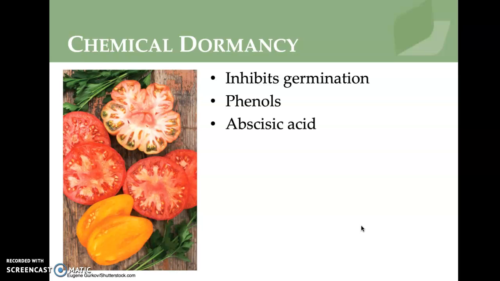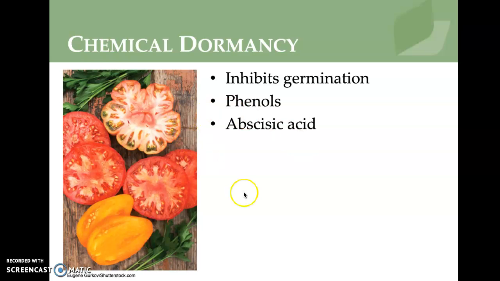Chemical dormancy. So it inhibits germination. You can use phenols to do this, the naturally occurring chemical compound found in seeds. They also have abscisic acid. That's just a plant hormone, and both of them inhibit germination.